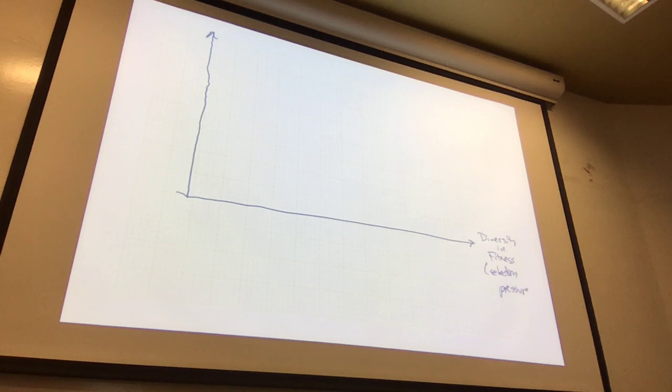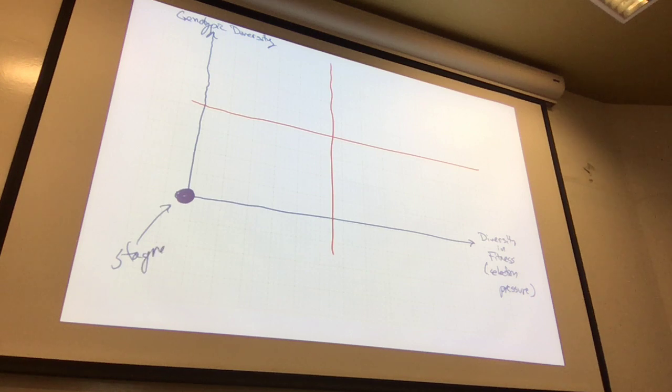And then if I put genotypic diversity here, so sorry for the handwriting, but that's supposed to be genotypic diversity up there, then this sort of turns into a space with 4 quadrants. So down here, this is stagnation or fixation.